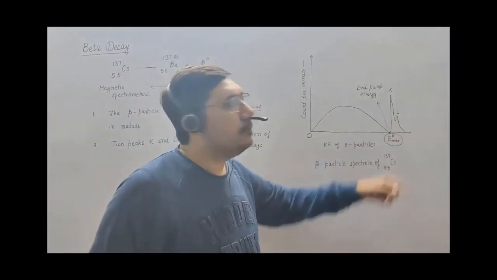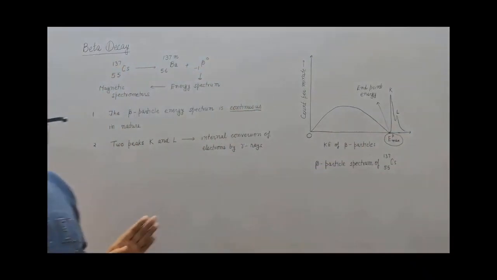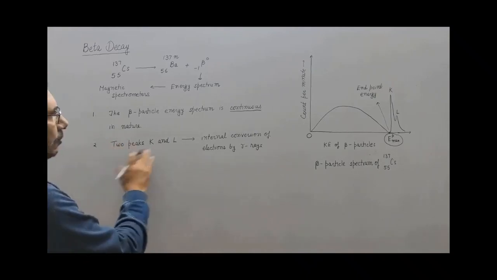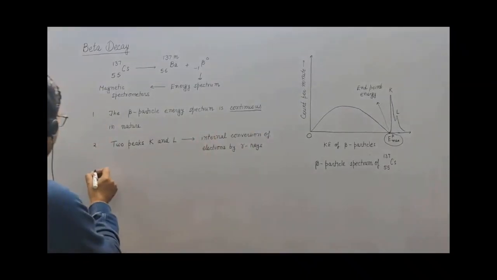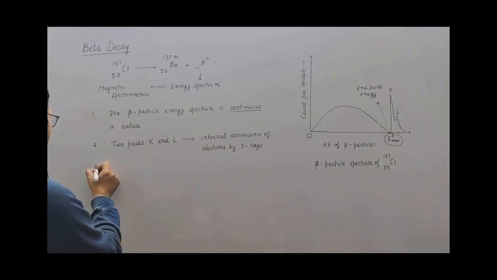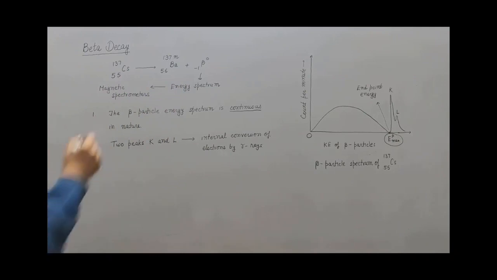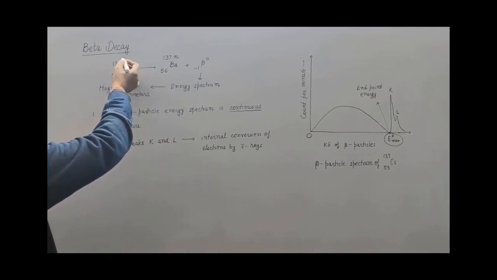Here we are observing that these peaks are obtained due to the internal conversion of electrons by these gamma rays, or by the gamma photons. So these two important aspects we can observe from this. Now, there is another important aspect which is observed experimentally, which is not visible from this plot. Suppose this nuclei is at rest.